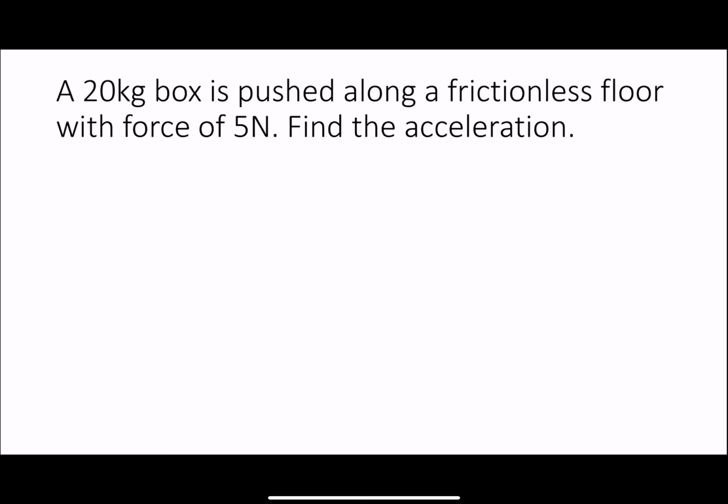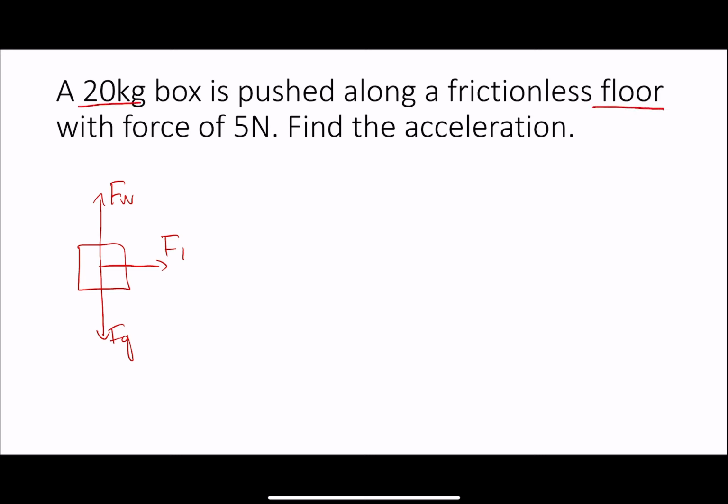Here's the example. A 20 kilogram box is pushed along a frictionless floor with a force of 5 newtons. Find the acceleration. So we start with the free body. Always start with the free body. It should look like this. Because we have a box and it has mass, which means gravity is affecting it. So we have gravity down.